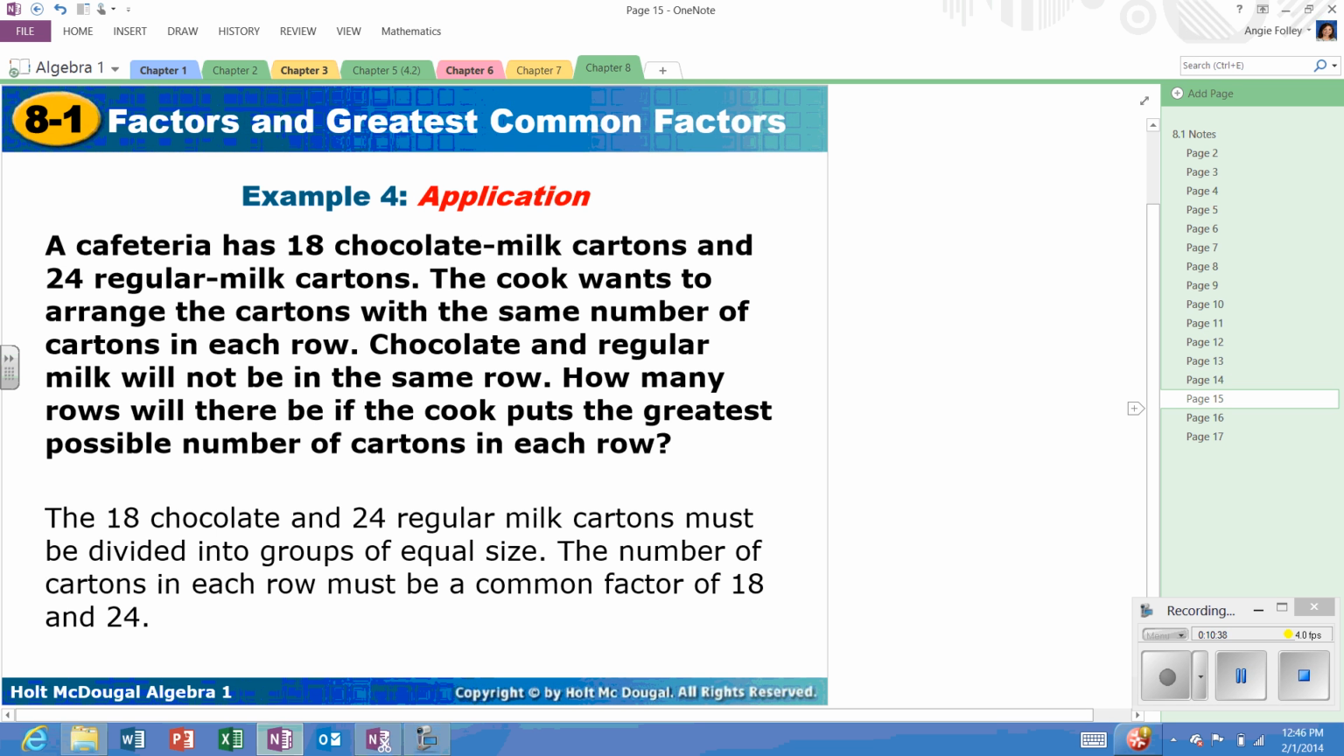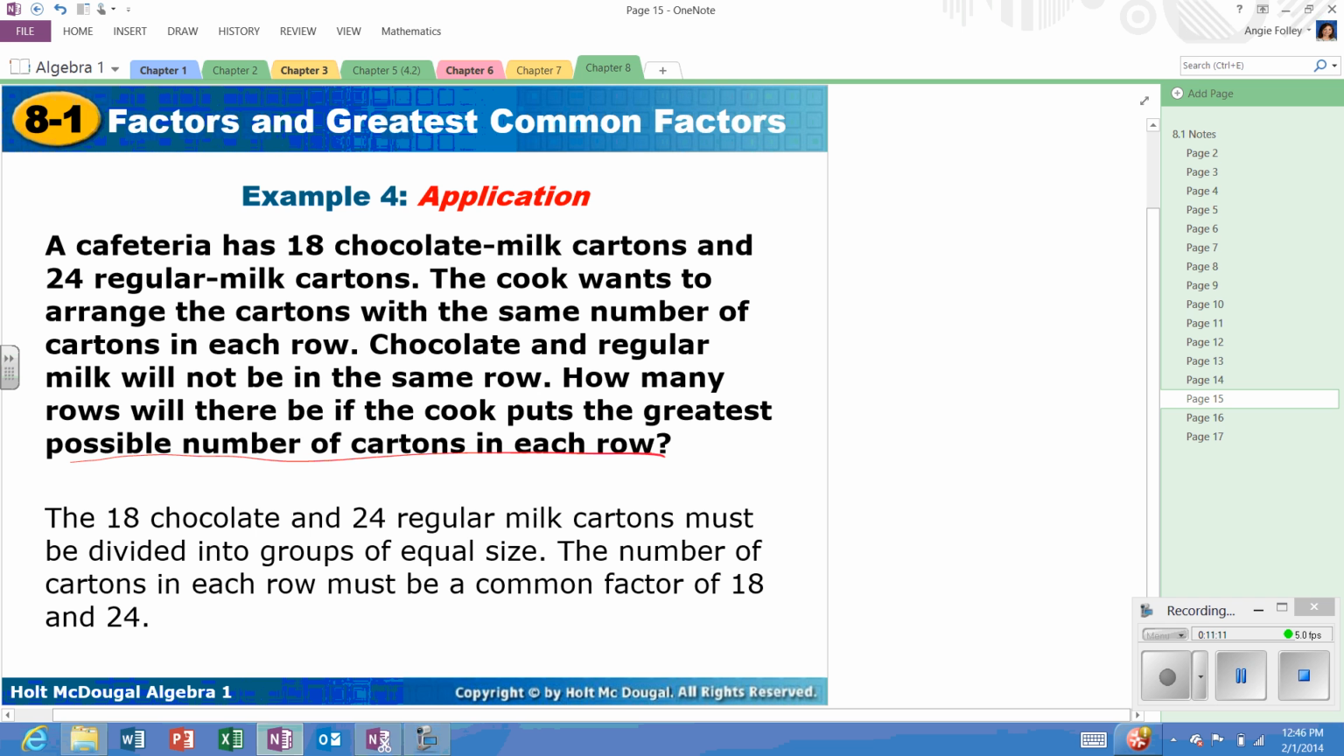All right, we're going to do a word problem, and then we are done. So a cafeteria has 18 chocolate milk cartons and 24 regular milk cartons. The cook wants to arrange the cartons with the same number of cartons in each row. Chocolate and regular milk will not be in the same rows. They want chocolate milk in rows, and they want regular milk in rows, and they want to have the same number of cartons of each in each row. How many rows will there be if the cook puts the greatest possible number of cartons in each row?